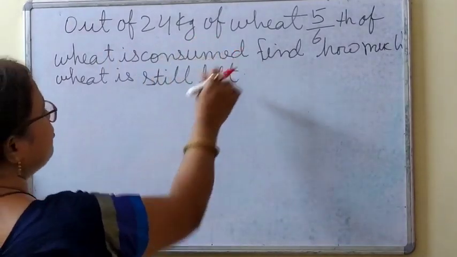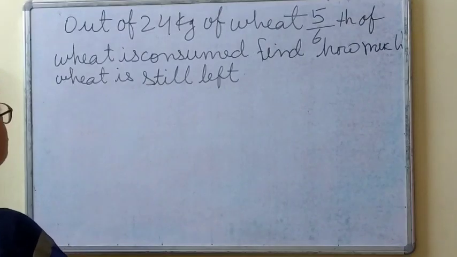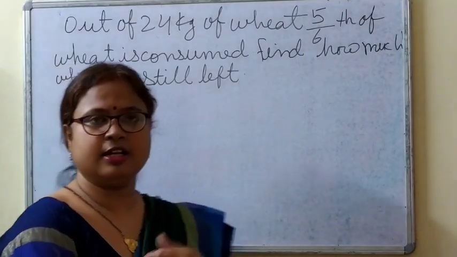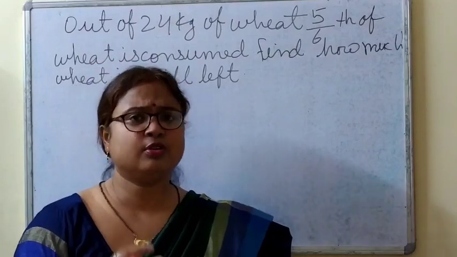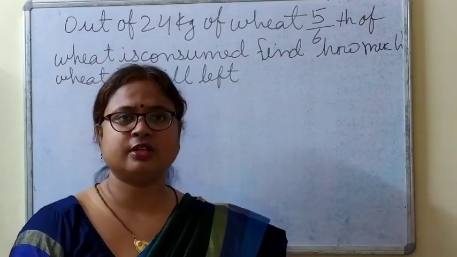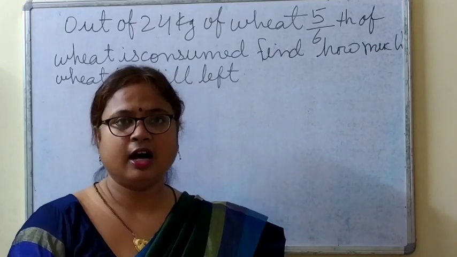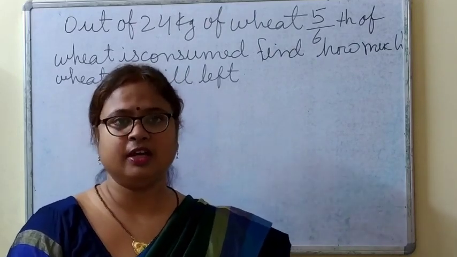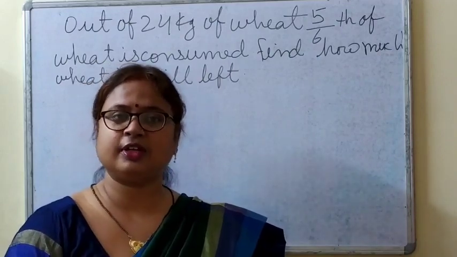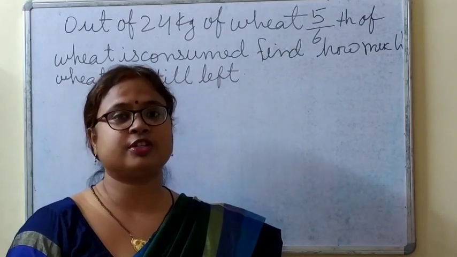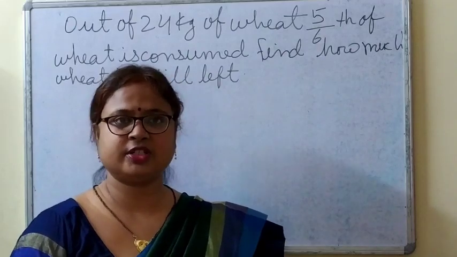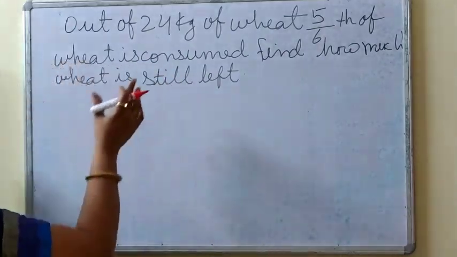So, out of 24 kg of wheat, 5 by 6 of the wheat is consumed. Find how much wheat is still left. So, in this video, I am doing all the questions by the arrow method. Clear? I am solving the questions in a very convenient and easy way, in which you also find it very easy. You don't have to struggle very much to understand the process, to understand the questions. So, let's see this one.